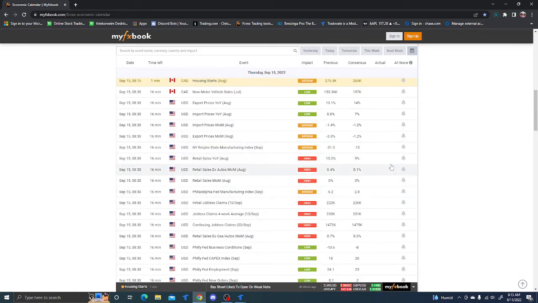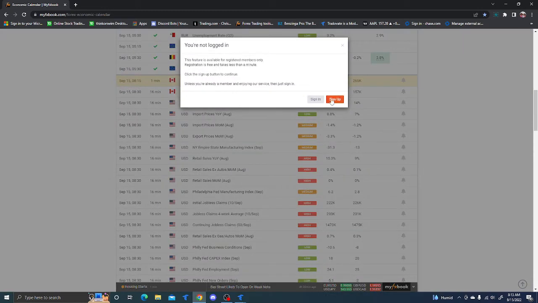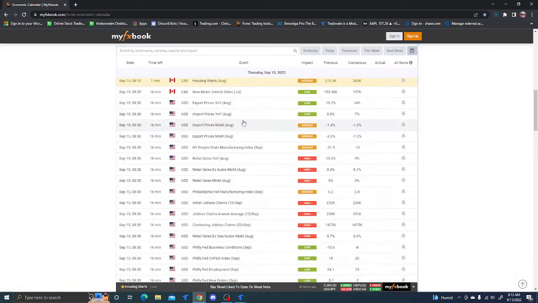All right, guys, very simple. I'm going to click here and I'm going to get, why am I not logged in? All right, I'm logged in. I don't know why it's not. But anyway, you want to turn on your notifications so you get little pop-ups here as the news approaches. And this will give you a countdown. And it'll start flashing so you know and you have reminders. Excellent tool. I love it.